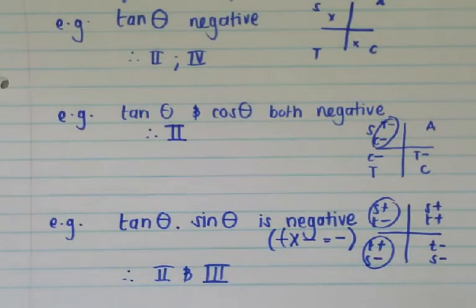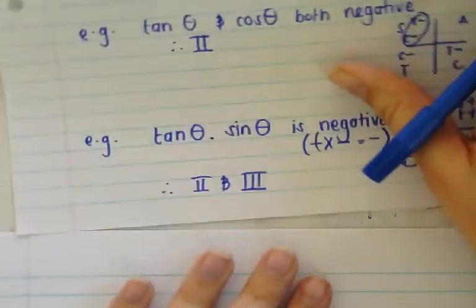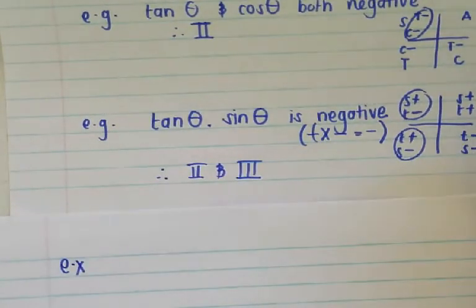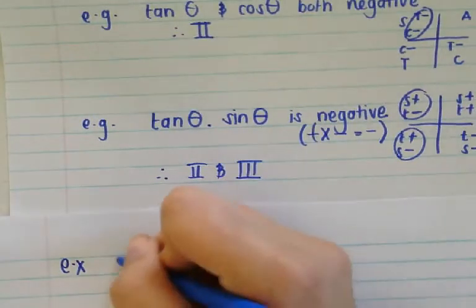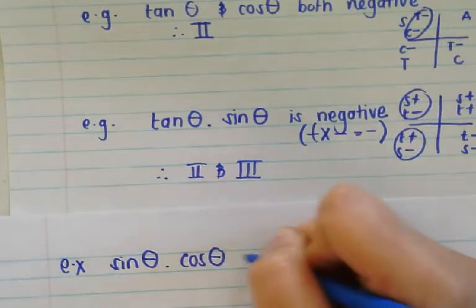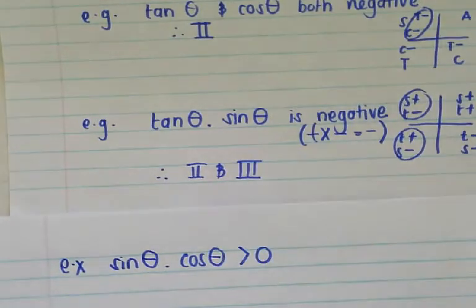So I'm going to ask you as an exercise, so just take that so you can still copy that. Find the quadrants using either the table or a little CAST diagram where sine theta times cos theta is greater than 0. Greater than 0 means positive. So I'm looking for two quadrants where I multiply cos and sine together, giving me a positive answer.